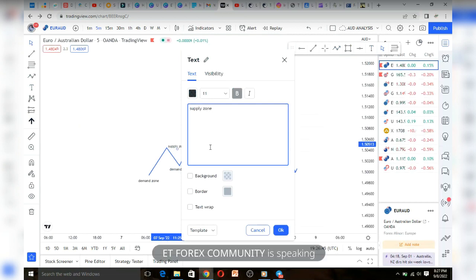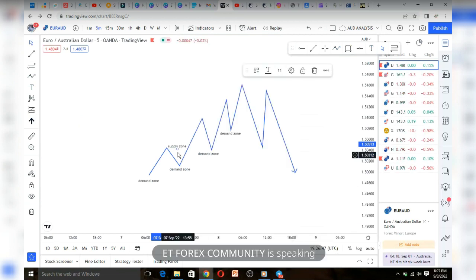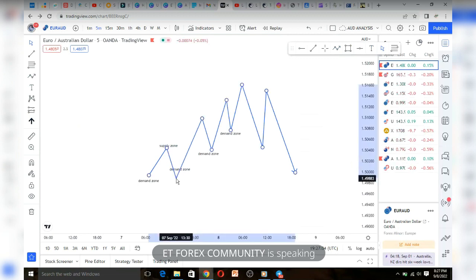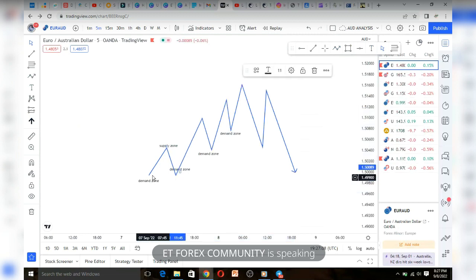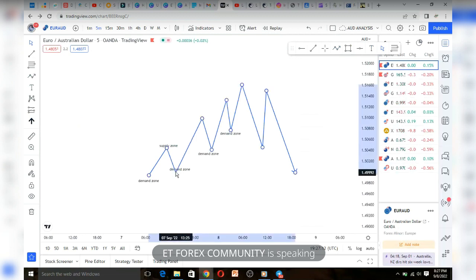We have a supply zone. This is where the market will start to go down. Now listen. The market started to push up at this area. After pushing up, it came back. Let me draw this down because it's supposed to come down. Any market that pushes up will surely come back to a demand zone.